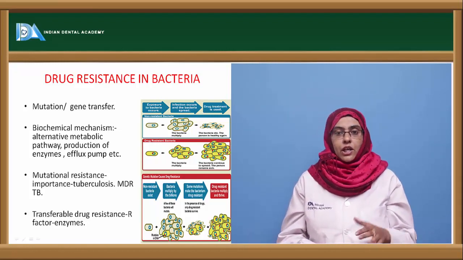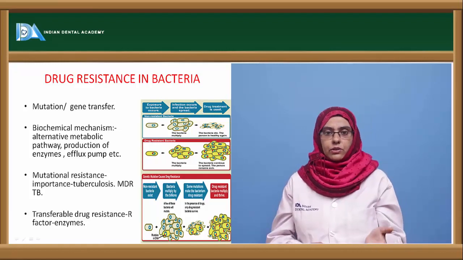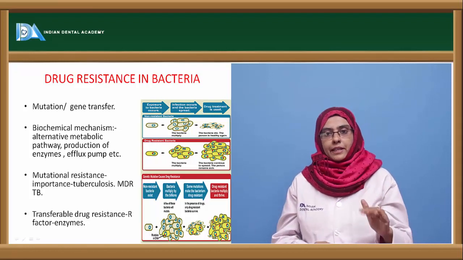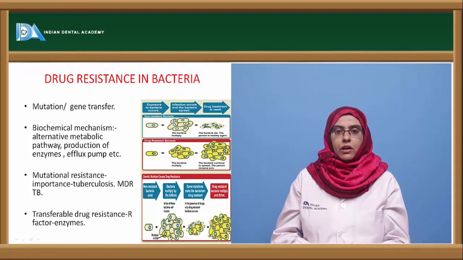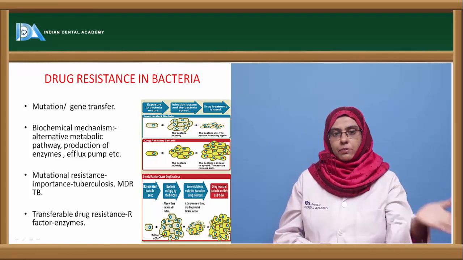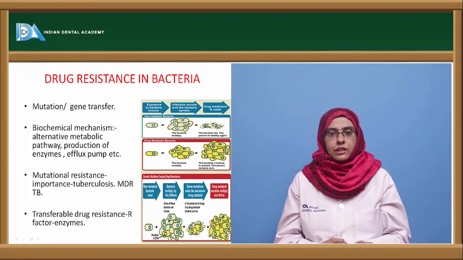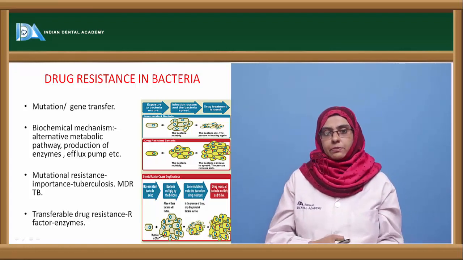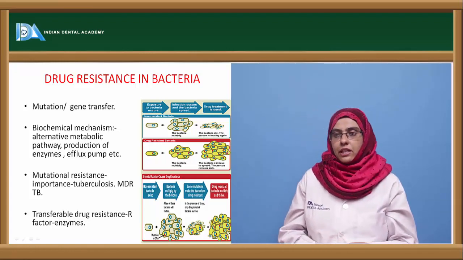So if it is mutation, as already told, it can be due to induced mutagens or spontaneous mutation that can creep in during the replication process, and that can make the organism resistant towards a particular type of antibiotic. In the case of gene transfer, it is mostly due to the conjugation process, where the transfer of plasmid takes place from one cell to the other cell, and the plasmid carries the genes for resistance.